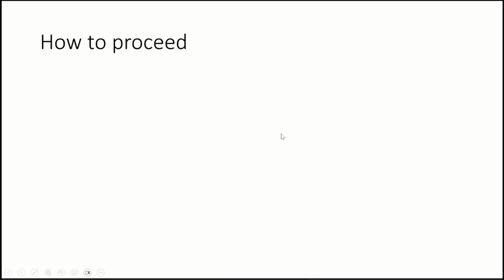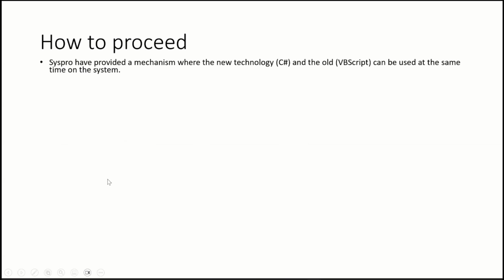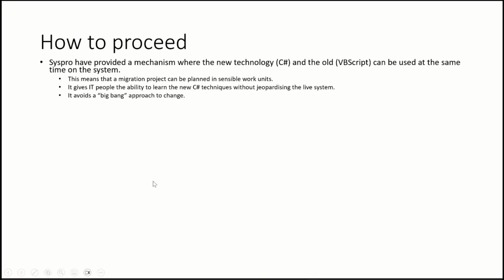So how do we proceed from here? First thing is that Syspro have provided a mechanism for you to be able to run the new technology, C#, and the old one, VBScript, at the same time. So there is no great drop off and no big bang approach. You can plan the migration easily and in sensible work units, and also you can give plenty of time for your IT people to learn the new C# techniques without any time constraints.